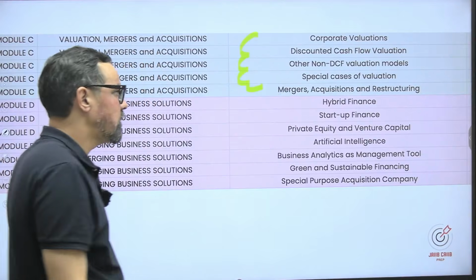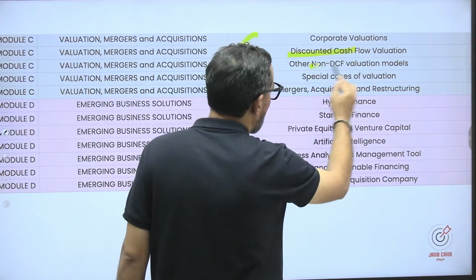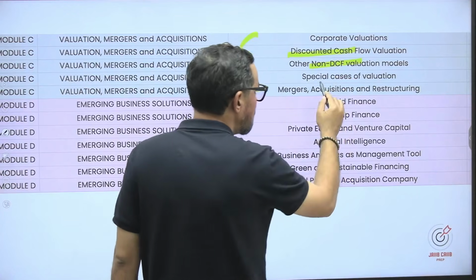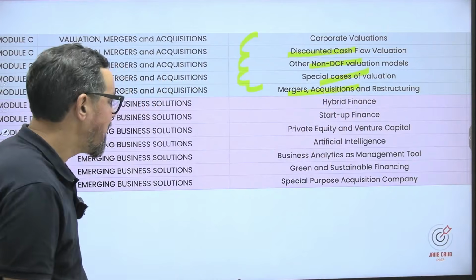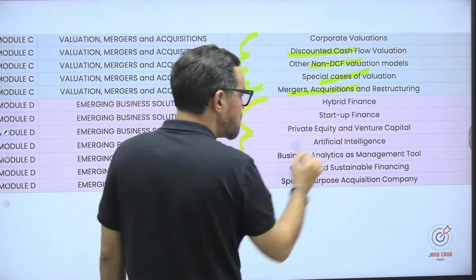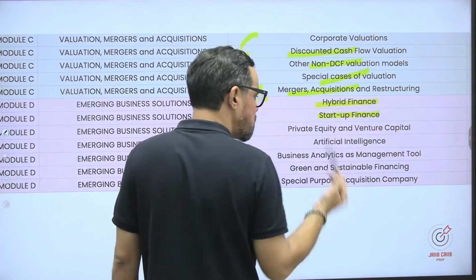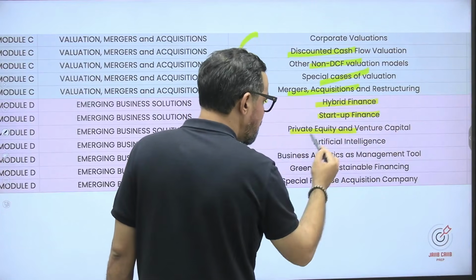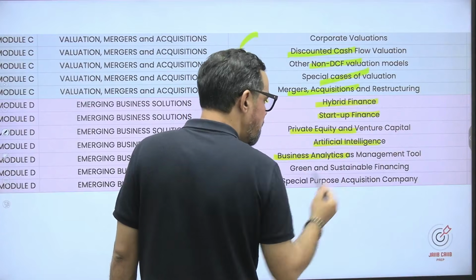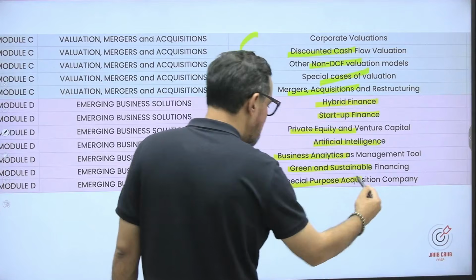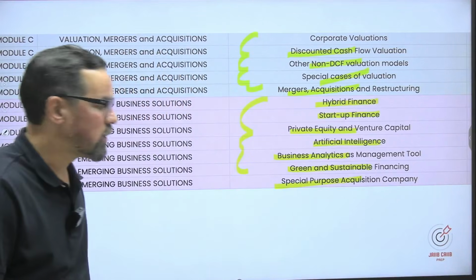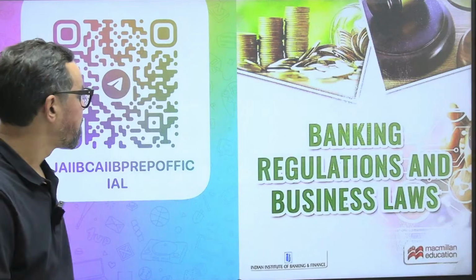Corporate valuation, discounted cash flow and non-discounted cash flow, special cases of valuation, merger acquisition, restructuring. Final one is hybrid finance, completely static, conceptual: startup, private equity, artificial intelligence, business analytics, green and sustainable finance, special purpose acquisition companies and others, right?